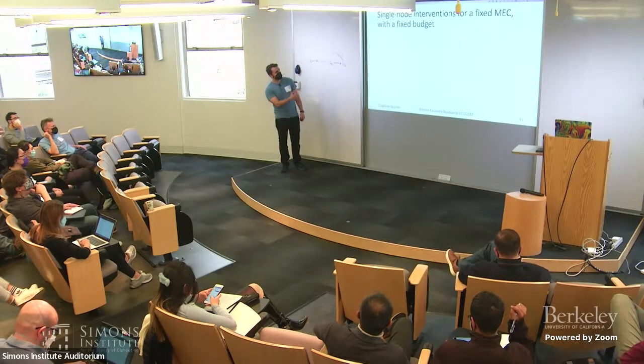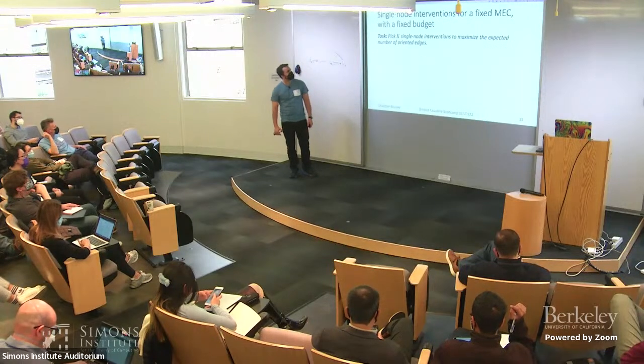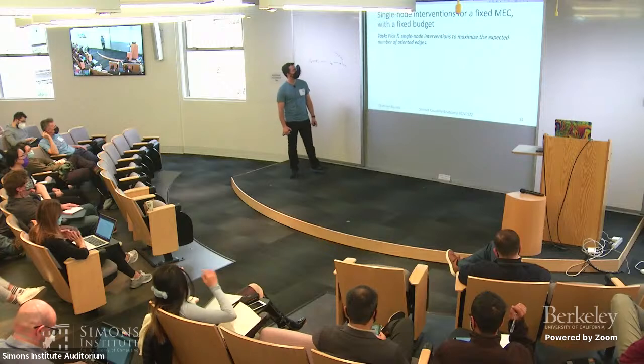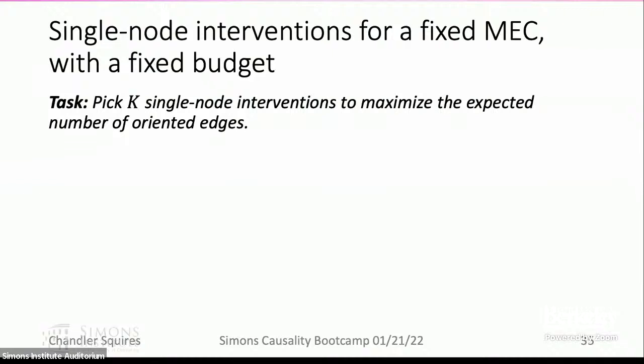Okay, so now I'm moving to the setting with a fixed budget. Instead of asking how many interventions are sufficient and in the worst case necessary, I'll ask: given a certain number of interventions, how much can I learn? My task is going to be to maximize this, and it's the first place where we're using expectations instead of this worst case analysis.